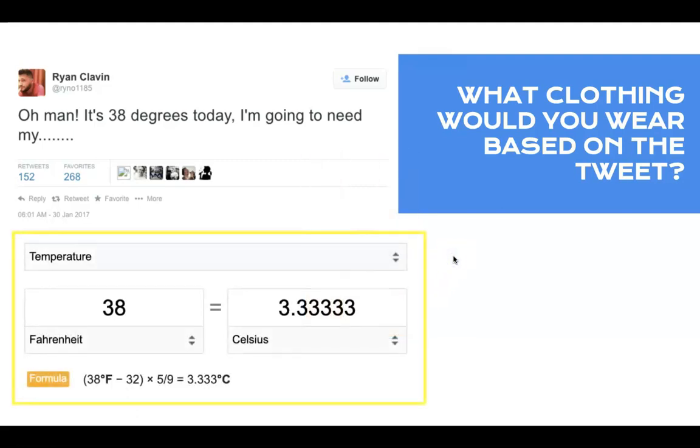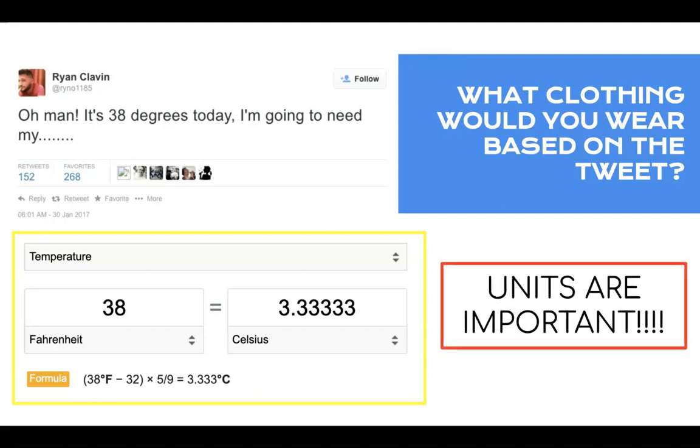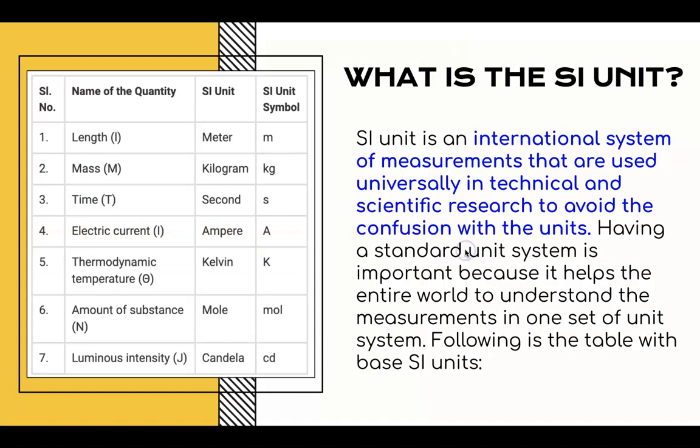If you had said that you'd wear a t-shirt and shorts, well, maybe you'd be regretting that decision because 38 degrees Fahrenheit, which is an imperial system unit used in America, is actually only 3.333 degrees Celsius, which is a metric system unit used in Australia. So that's really cold. So the units when we express measurements are actually really important, and it can make it really difficult for scientists to communicate with each other if they're using different units.